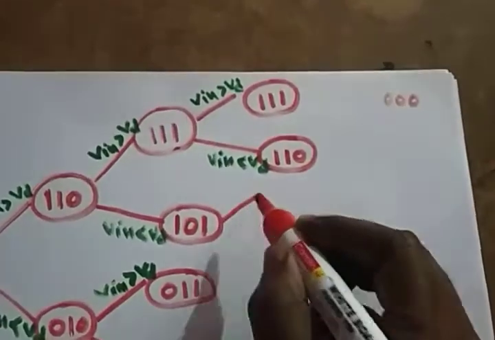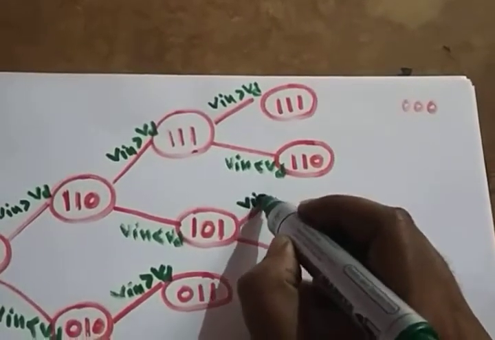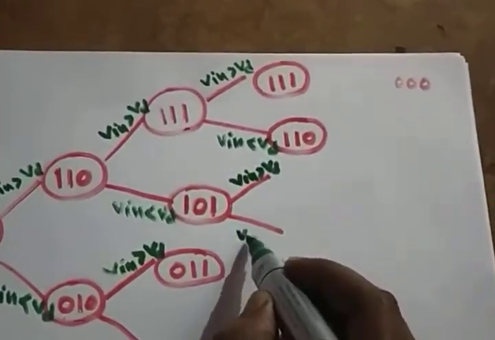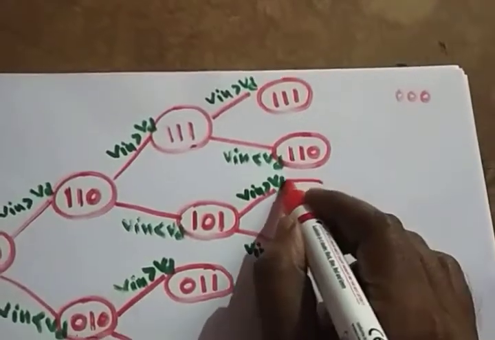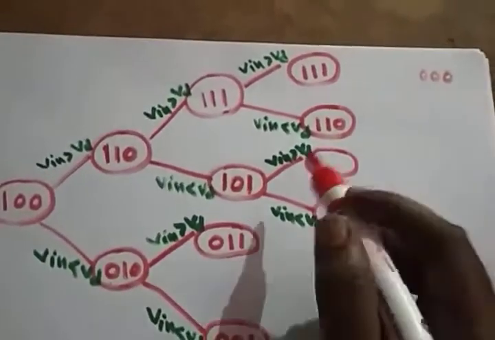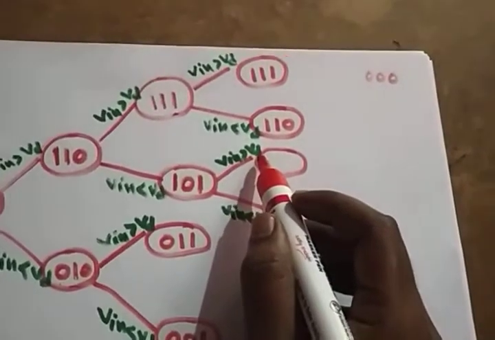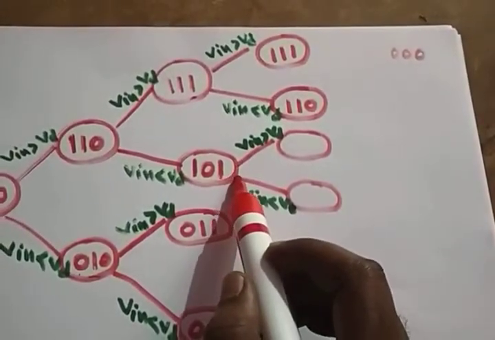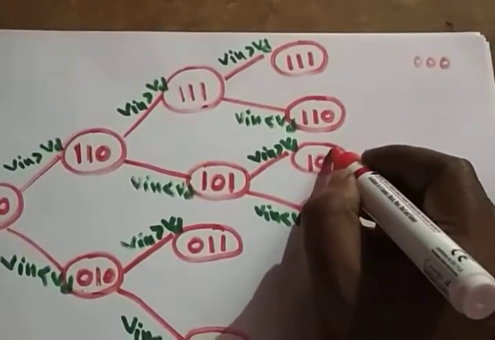Similarly, you have two things over here: Vin greater than Vd, and Vin less than Vd. Alright, if Vin is greater than Vd, you have to set the next bit. Is there any next bit to set? Only 3 bits are there. You don't have any next bit to set, so just leave it.